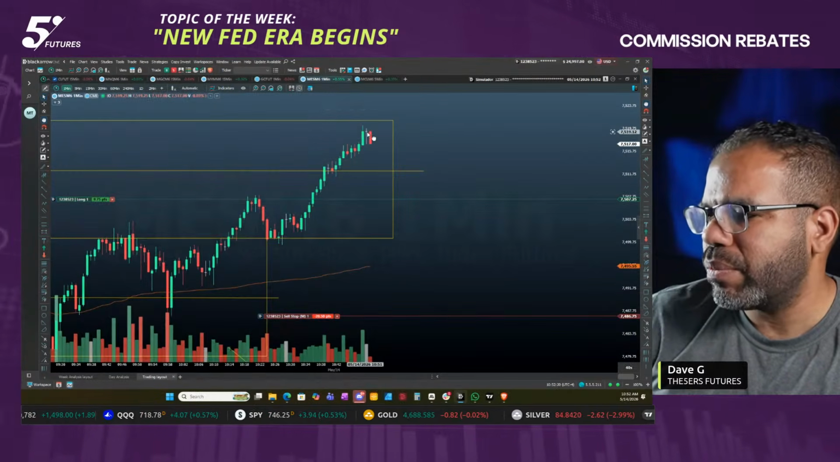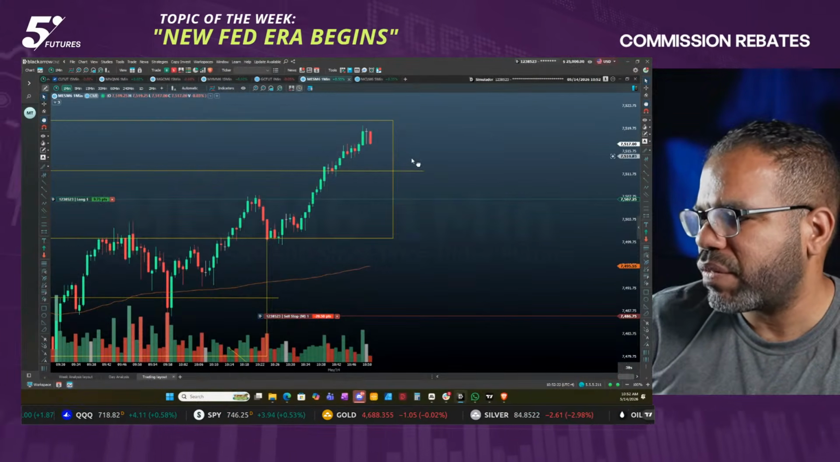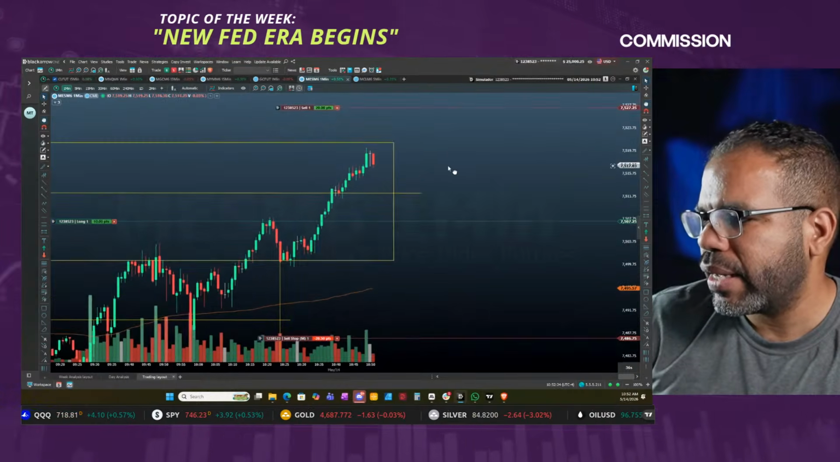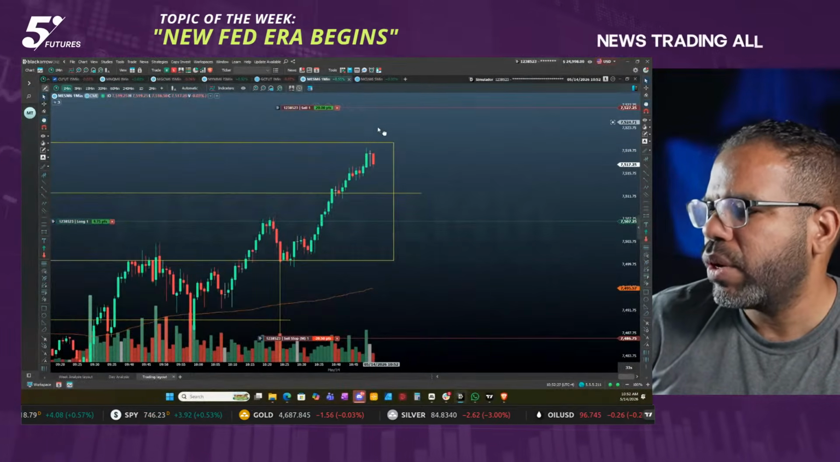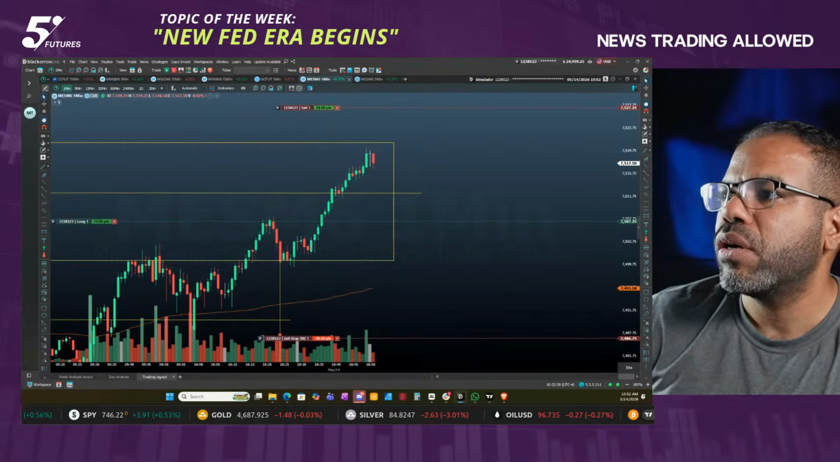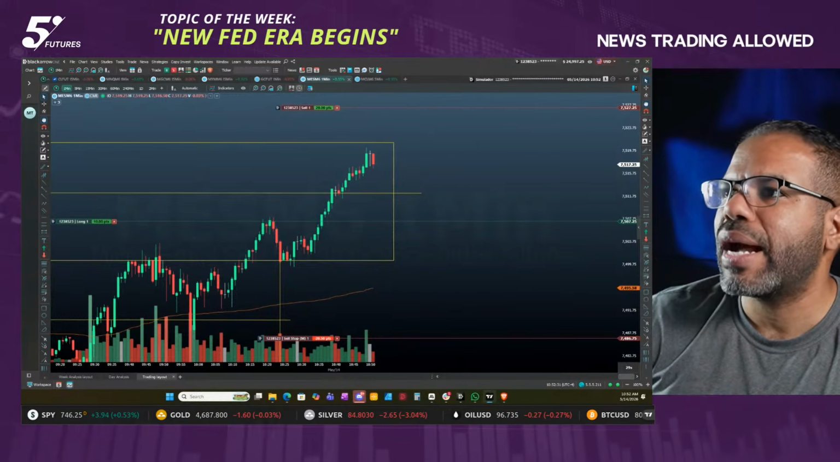Right now, this is the area where you want to be taking profits. But I'm being cocky today. I'm thinking we could probably go and test higher liquidity levels. Why am I thinking we could test higher liquidity levels?